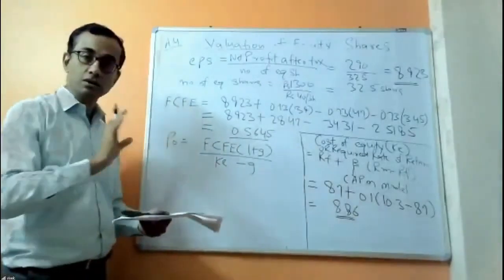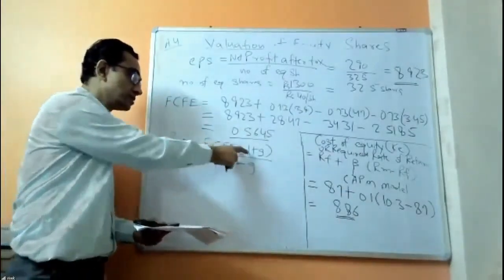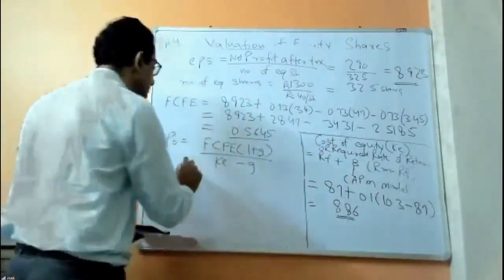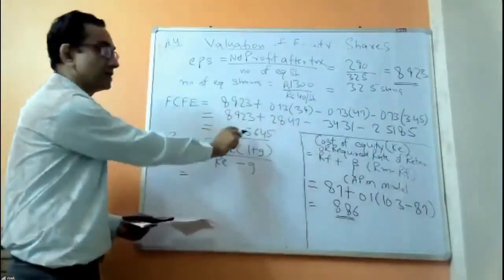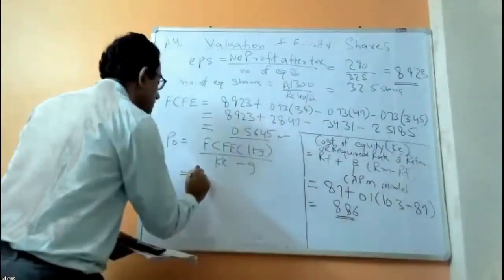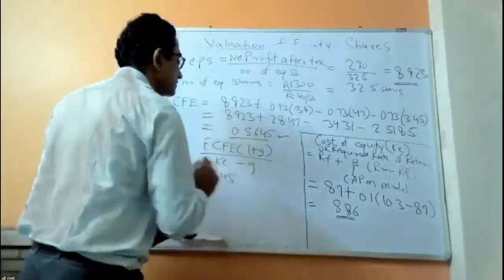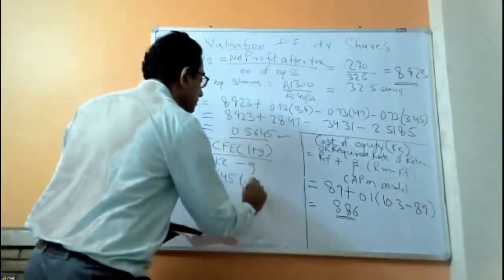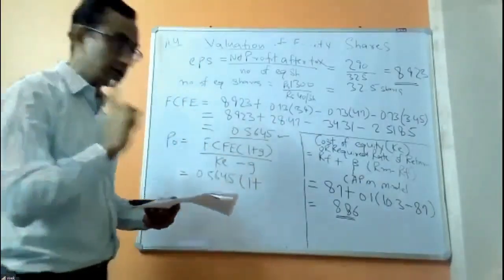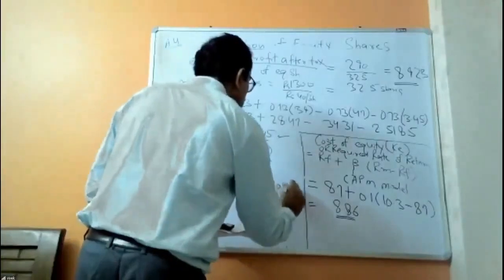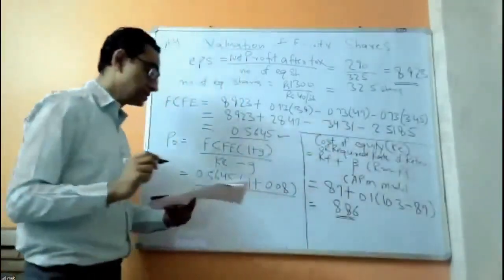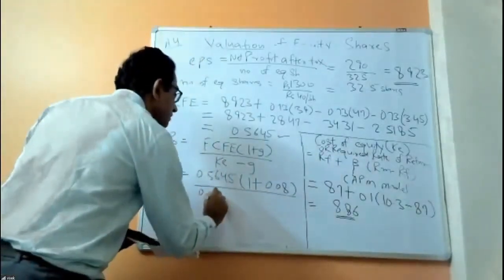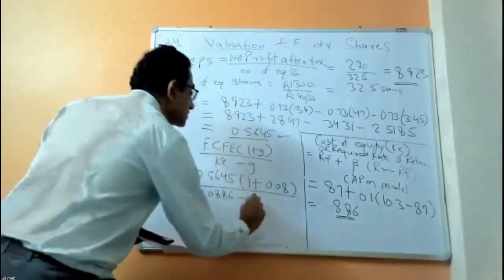Now we have got all the figures. Free cash flow to equity, the growth rate is given, and we have calculated the cost of equity. Now put these figures into the formula. FCFE 0.5645 multiplied by 1 plus the growth rate, which is given in the question, 8%, divided by KE minus G. KE we have calculated as 8.86. Growth rate is 8%.